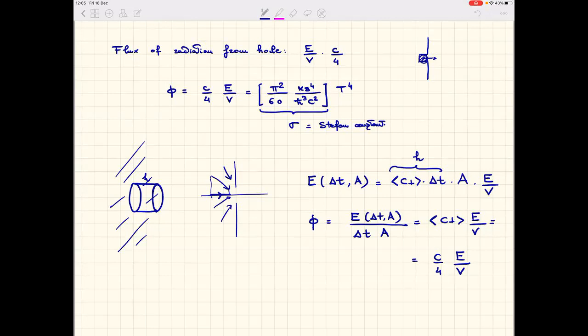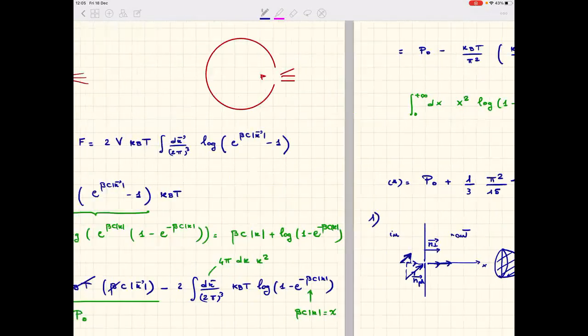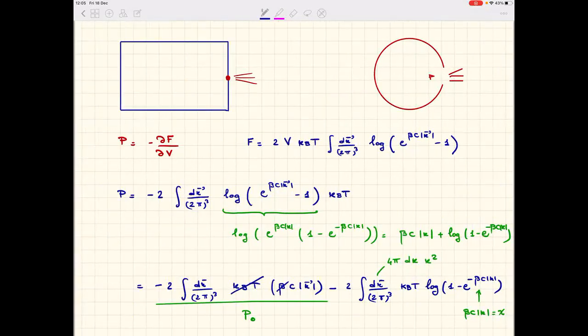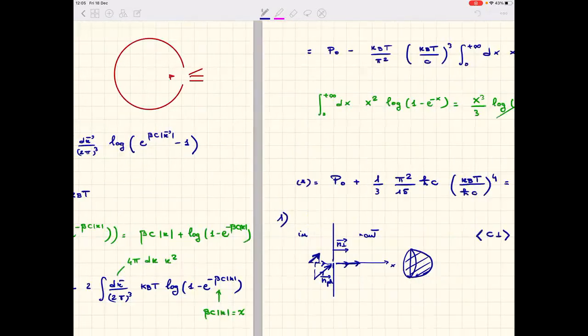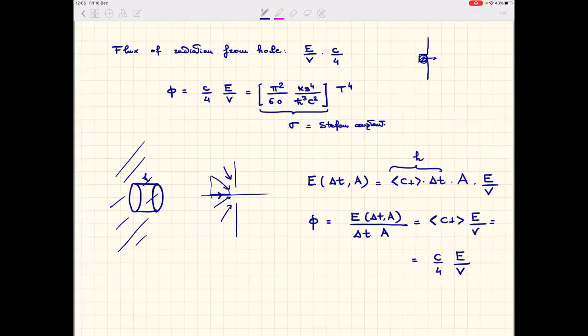Okay, so just a second. Now, okay, so this is the Stefan constant, T to the fourth. So in practice, if you're an experimentalist, you would measure this energy density by drilling a hole and looking at the temperature dependence of the total energy that comes out of your hole. This is the black body radiation, temperature dependence of the black body radiation.